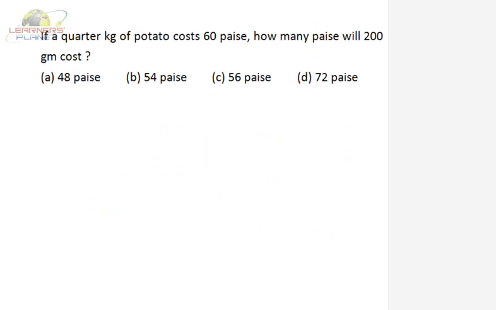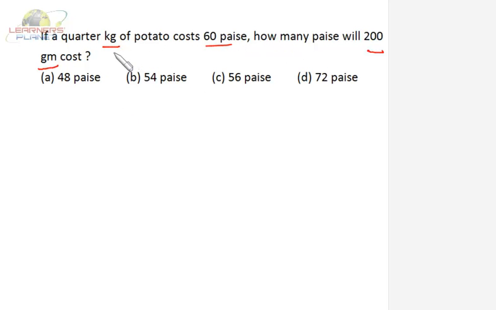Now friends, let's discuss some questions on variations. In this question, if a quarter kilogram of potato costs 60 paisa, then how many paisa will 200 gram cost? Okay. Now we have to understand the concept of variation. Here we have been given two units, kilogram and paisa.